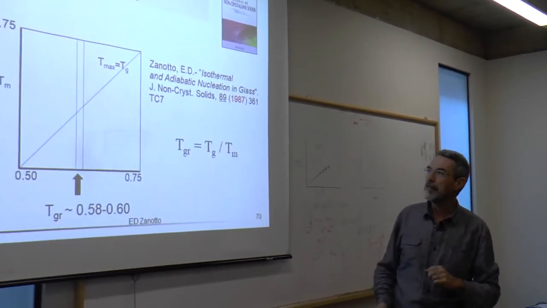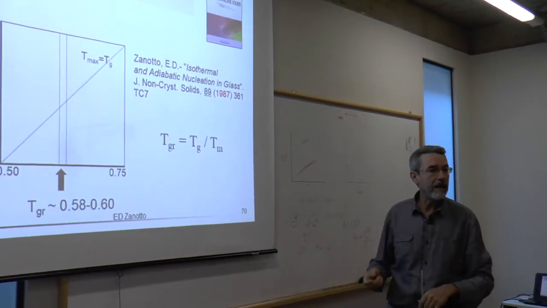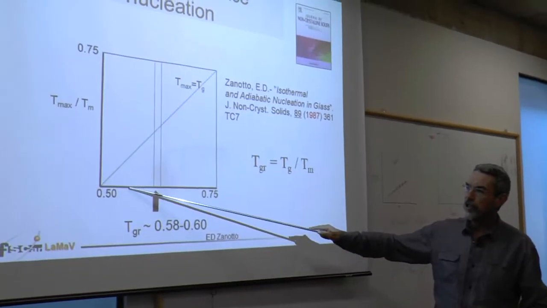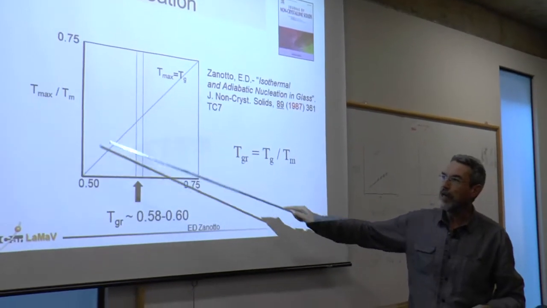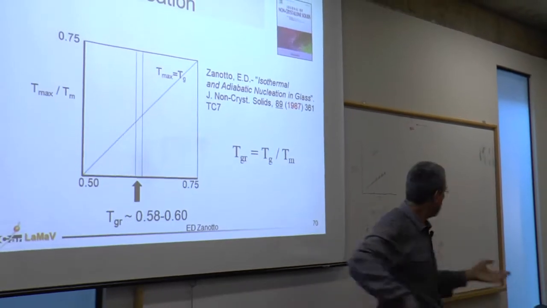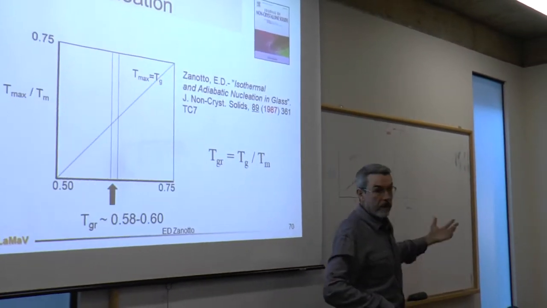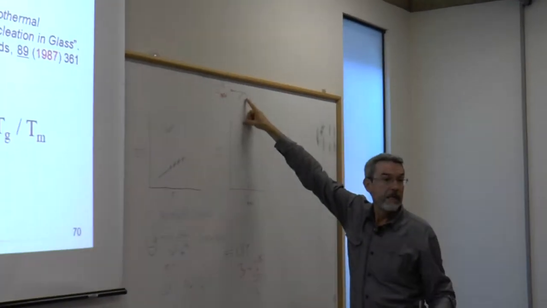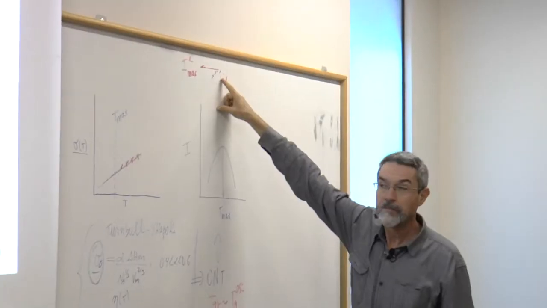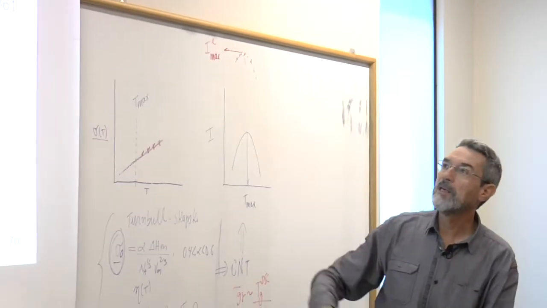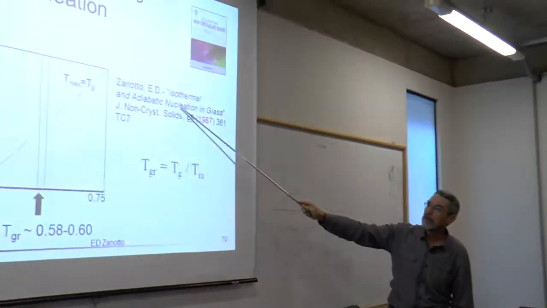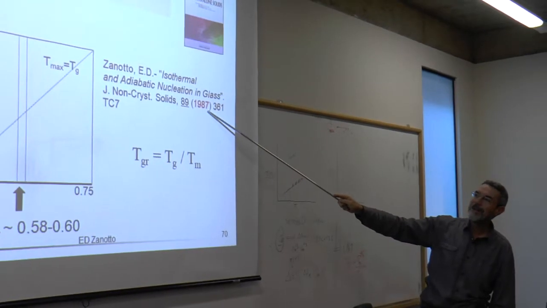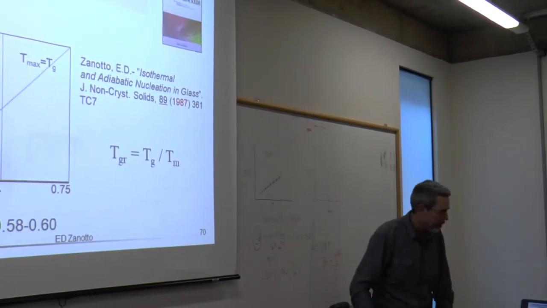So let's see what happens if we now calculate. You can get a glass like your glass and you know what the TGR is for your glass. You can calculate Tmax using the classical nucleation theory. Or you can even pick the experimental data if your glass shows internal nucleation. If we plot all this, you can see in this paper, Isothermal and adiabatic nucleation in glass, Journal of Non-Crystalline Solids, 1987, that I published many years ago.